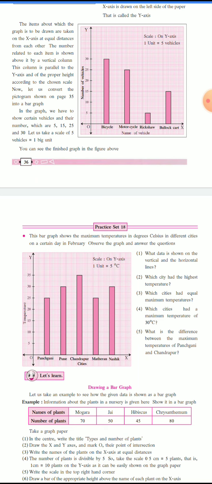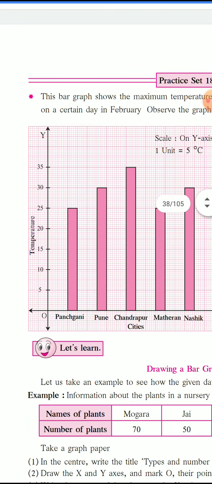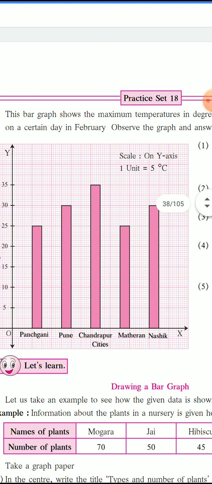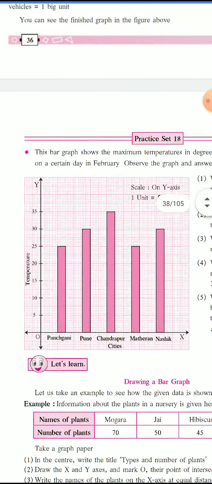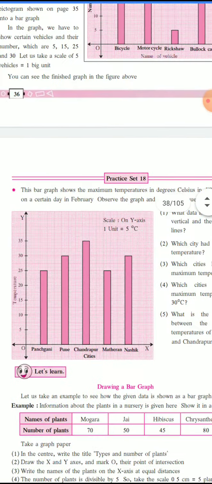This bar graph shows the maximum temperature in degree Celsius in different cities on a certain day in February. You have to observe this graph and answer the questions. See, here on the y-axis your unit is written, right? That is 1 unit is equal to 5 degrees Celsius. Your temperature is written, and on the x-axis the names of the cities are written. So you have to observe this and answer the questions.